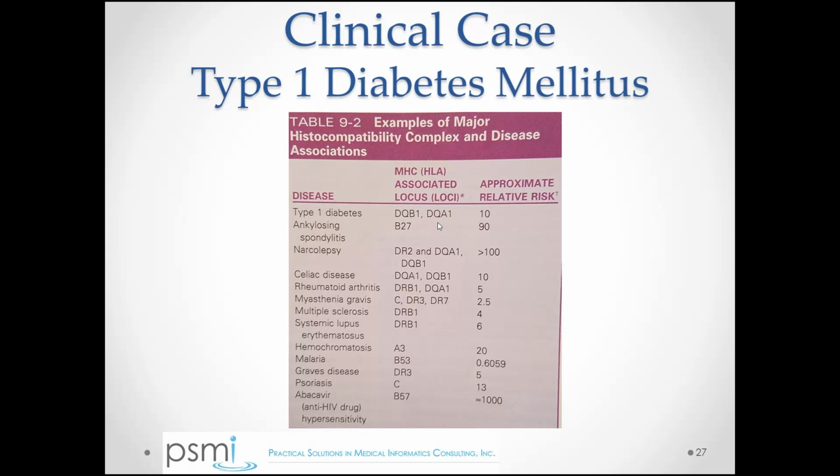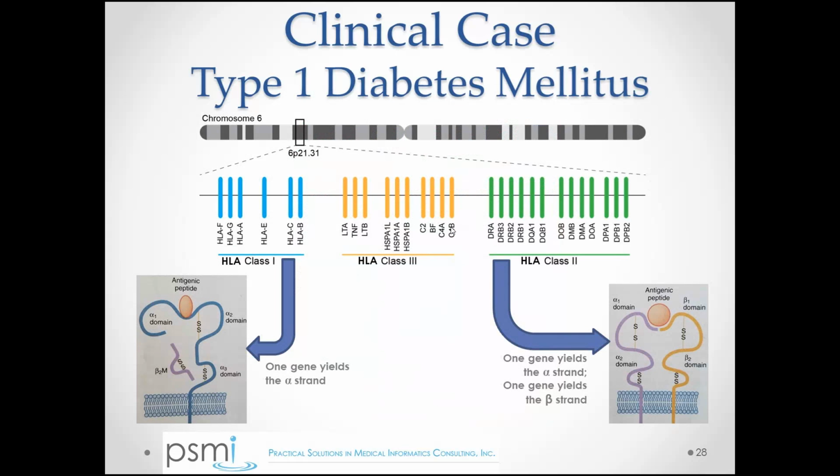So let's digress a little bit and recall what these genes actually do and how these genes factor into the immune system, and that will then help us understand certain aspects of the pathophysiology of type 1 diabetes. Okay, so we looked at this picture before. On chromosome 6, there's a particular region known as the major histocompatibility region. And this is where the HLA genes are located.